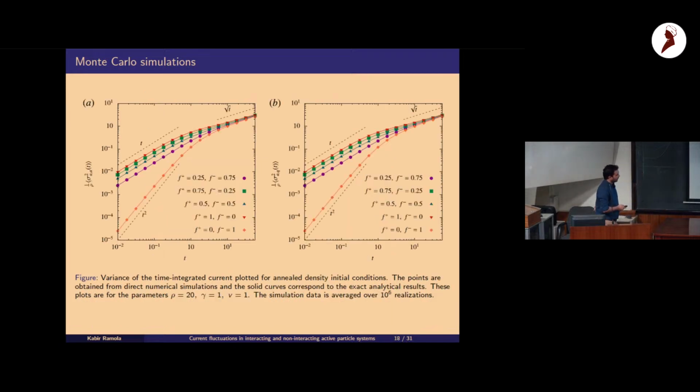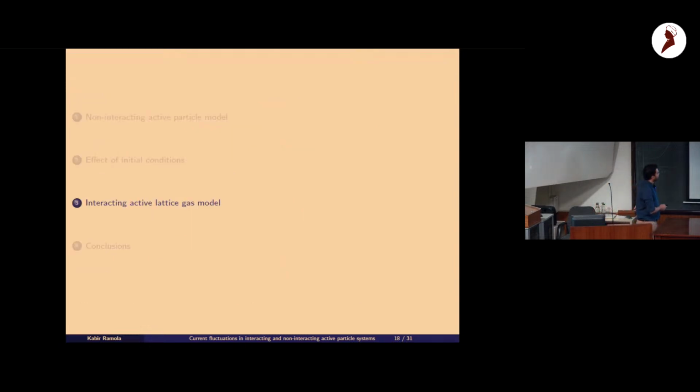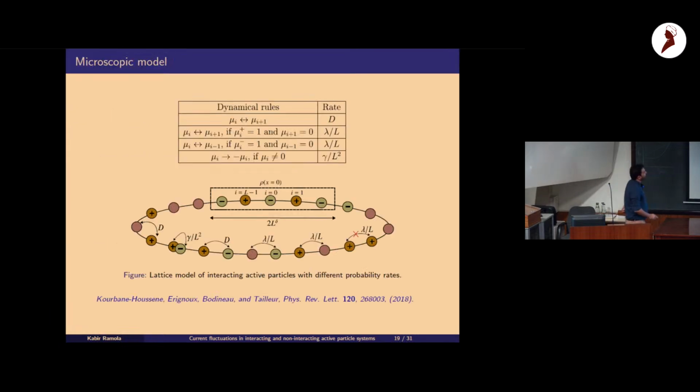Okay. So this was a summary of what we did for the non-interacting model. Then we decided to look at what is the effect of interactions on such a quantity. To do that, we looked at a simple model that was introduced in the literature a few years ago, which is this active lattice gas model. This model is very simple. It's very similar to the RTP, but now there's a few additional points, which is you look at a lattice model with either plus or minus particles on the lattice, and they are able to diffuse to the left or the right. So they have this diffusion variable as well.